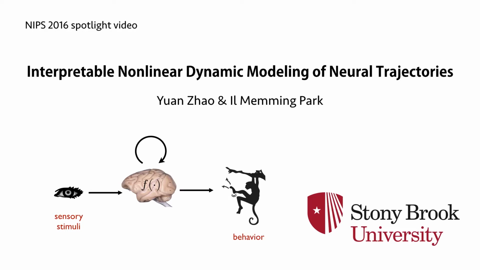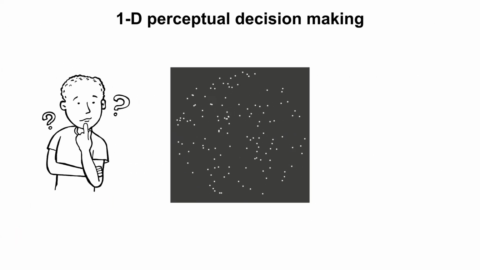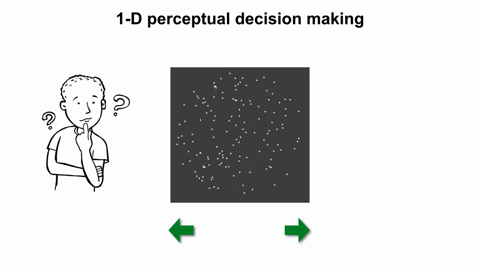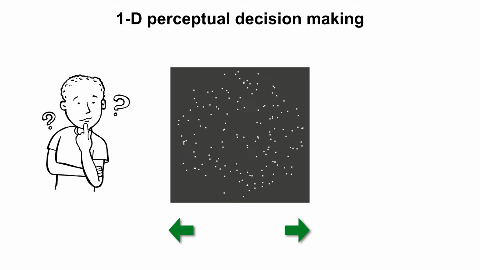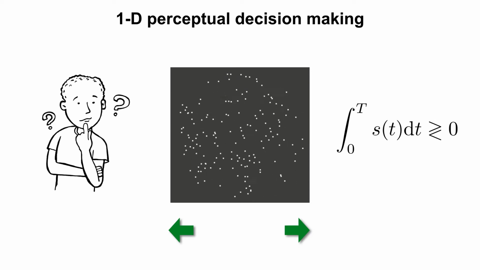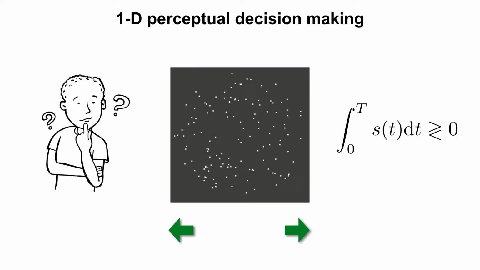How does the brain compute? Can we understand the neural dynamics by analyzing neural signals? Suppose you're given a time-varying one-dimensional motion stimulus, and you need to report the direction of the total motion. Mathematically, this is an extremely simple computation, a temporal integration of motion strength over time, which is then compared to a threshold. However, how does the biological neural system make such a decision?